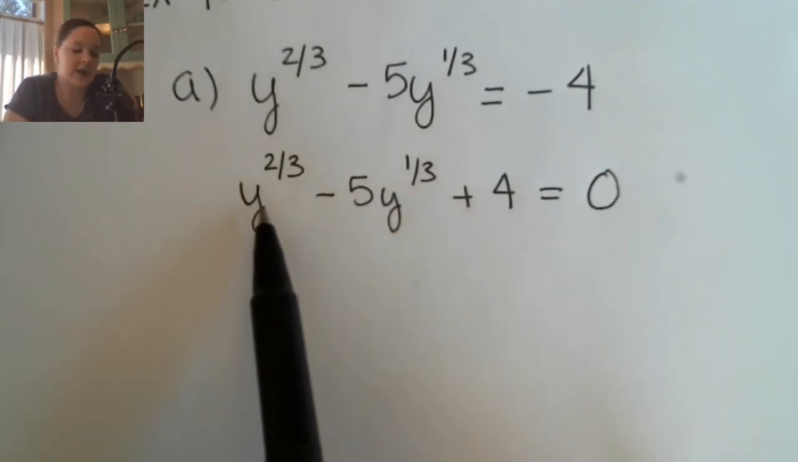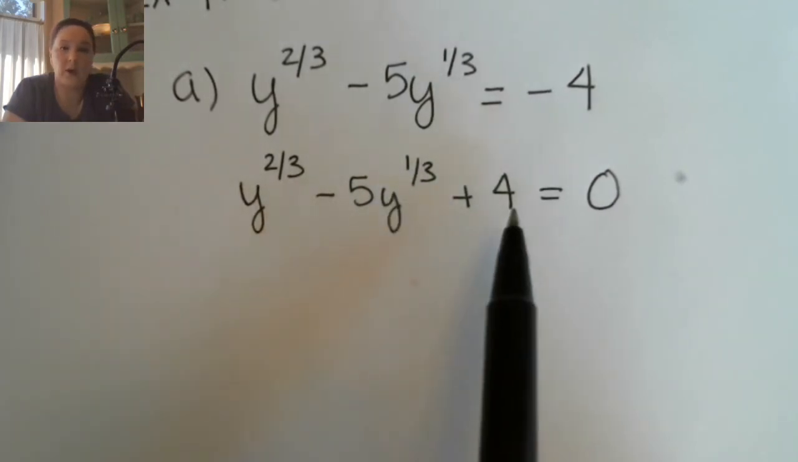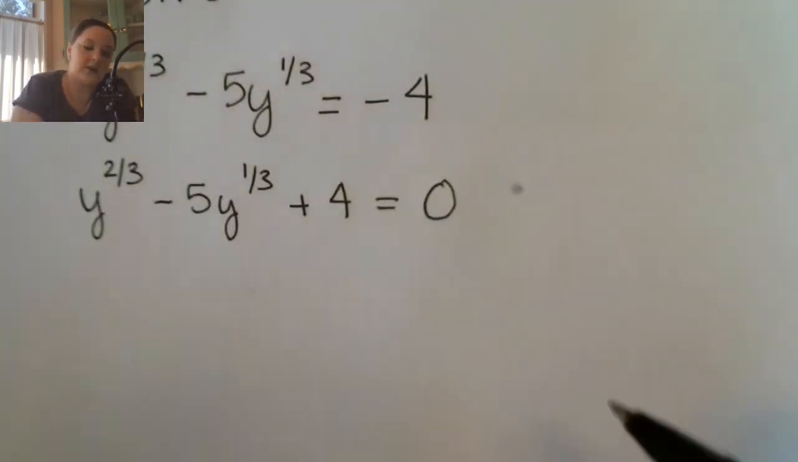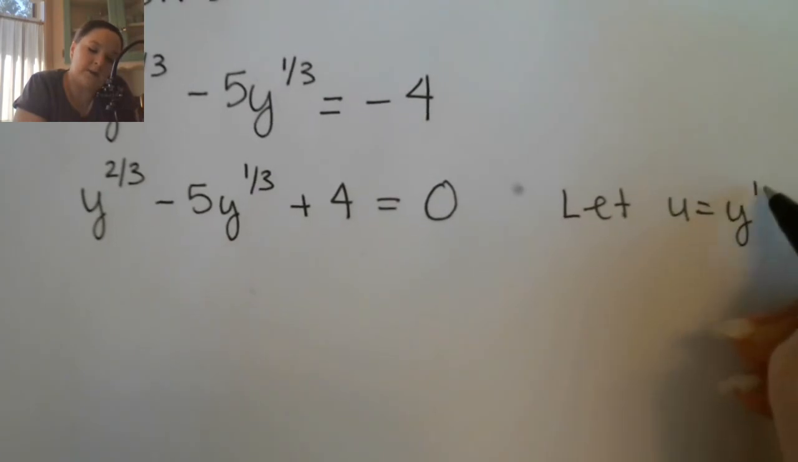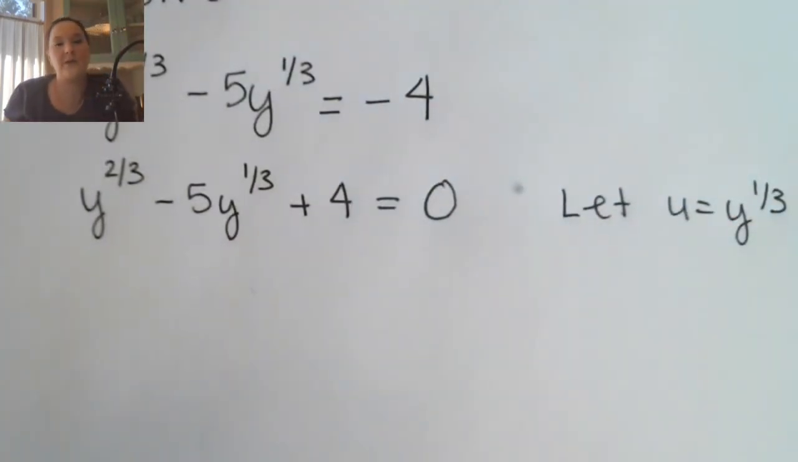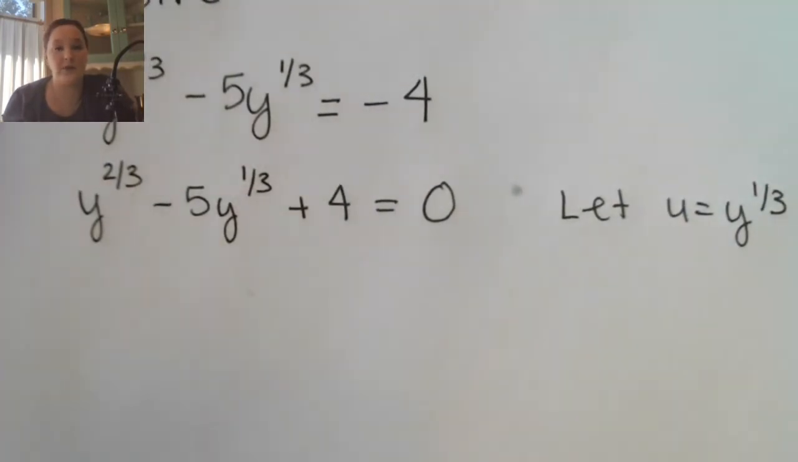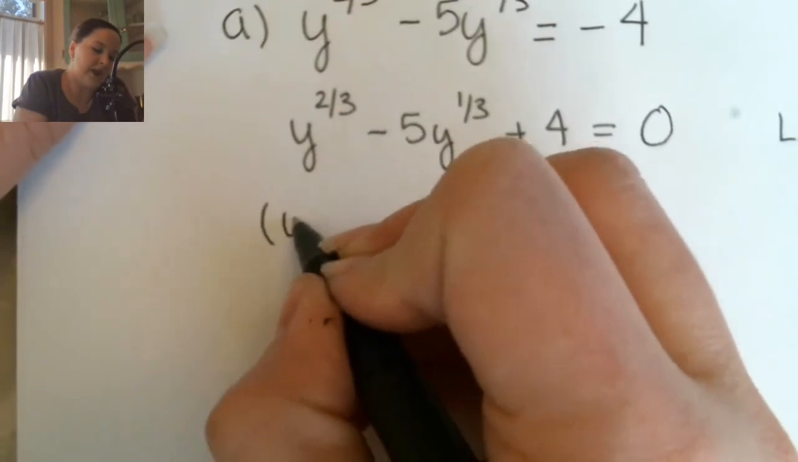Then when I look at this, I can see that it's quadratic in form, right? 2/3, 1/3, and 4. So you're welcome to use a u substitution, and if you do, I suggest using u equals y to the 1/3. If you're going to use a u substitution, go ahead and pause the video, do the u substitution so that you can see how your factors are going to look. I'm going to factor directly.